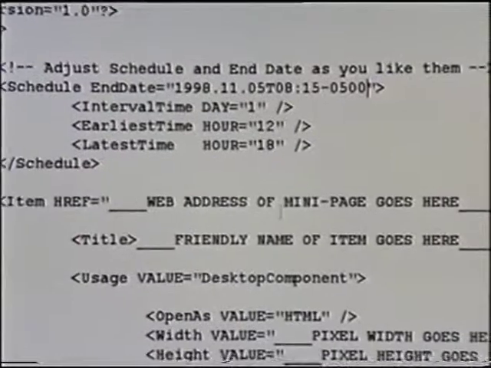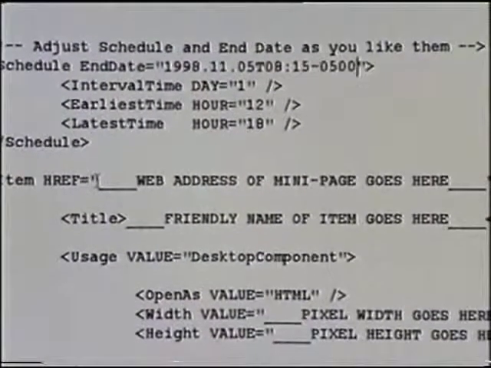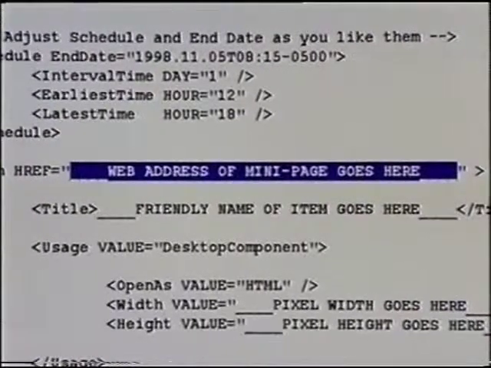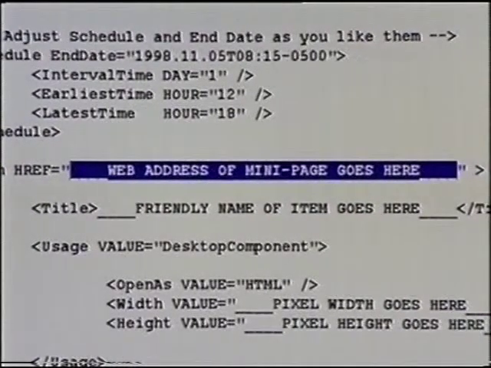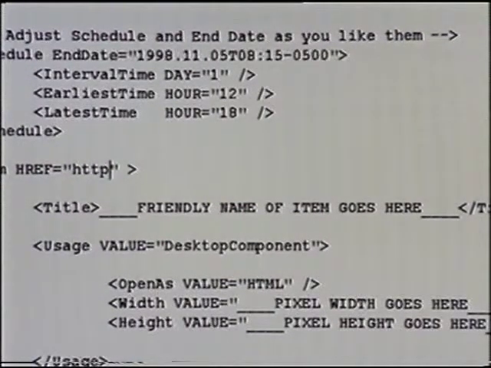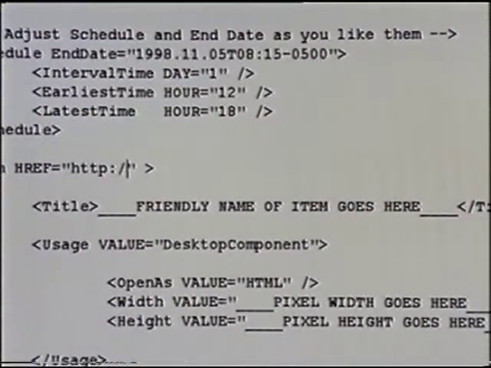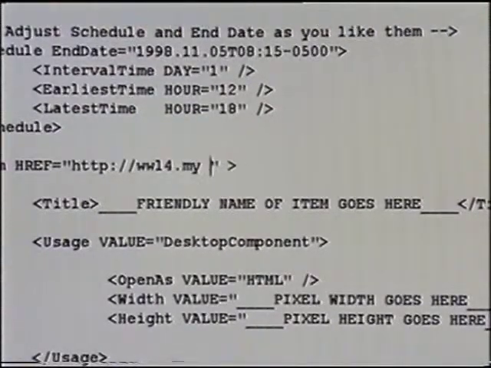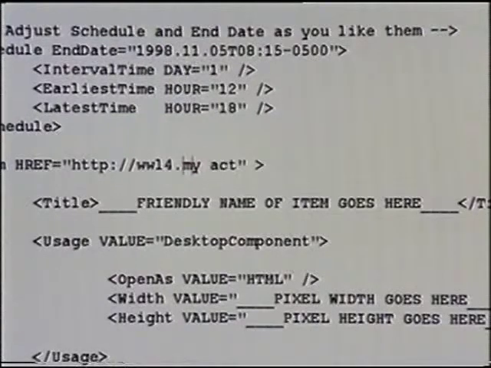But what we'll actually do is go ahead and customize the rest of this. I'm going to type in the web address that is the address of that page that I just built and put that into the item tag. And I know that that happens to be the following web address, and that's HTTP. It's up on World Wide Live 4. And it is my active desktop item. Let me actually change this to a slash.